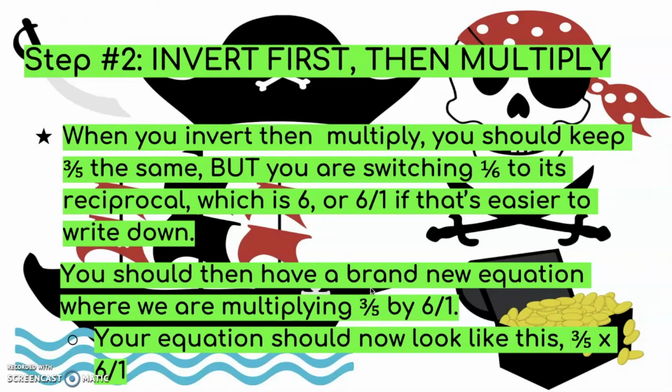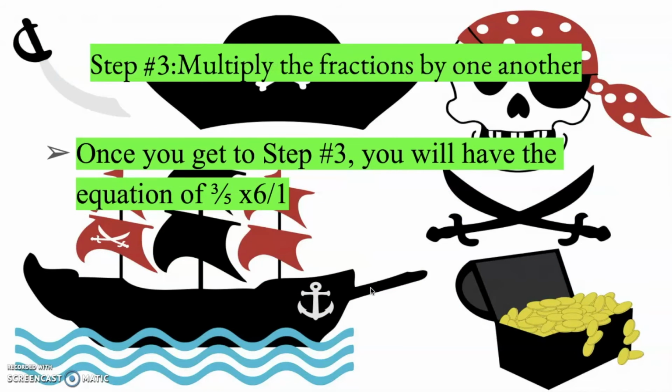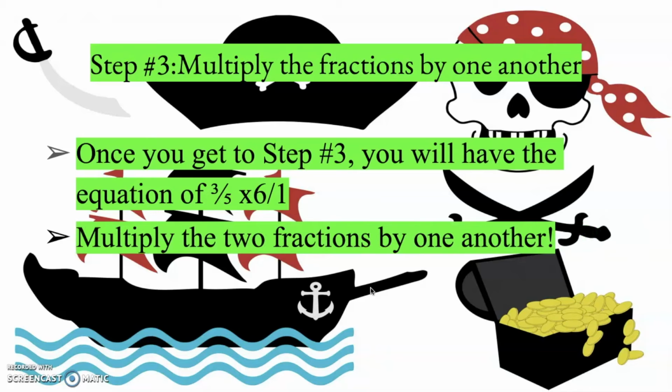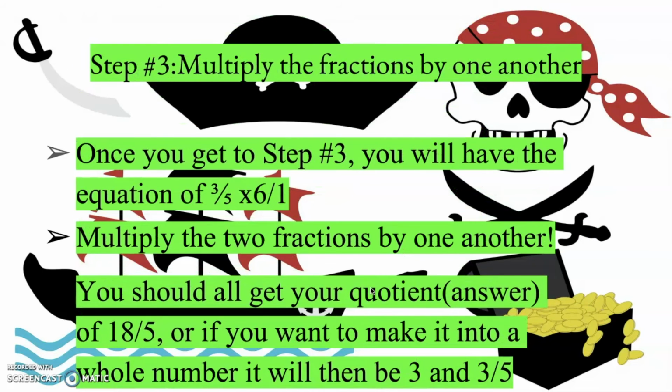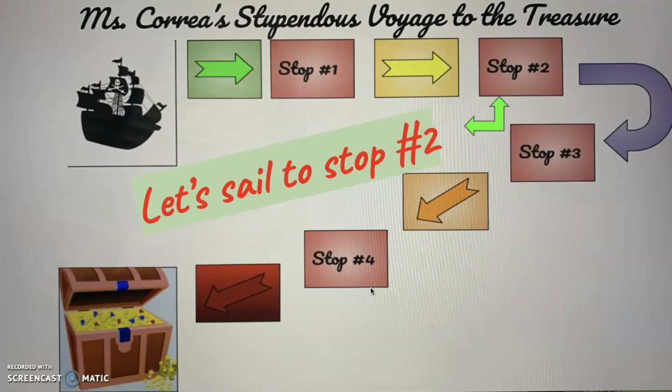So moving on, once you finally get to step 3, you're going to multiply the fractions by one another. So you will have a new equation of 3/5 times either 6/1 or 6, whichever one works best for you. Then you multiply the two fractions by one another. So you should all get your quotient, which is the answer of 18/5, or if you want to make this into a whole number, it will be 3 3/5. Now at this point, students will be able to move on to stop number 2.